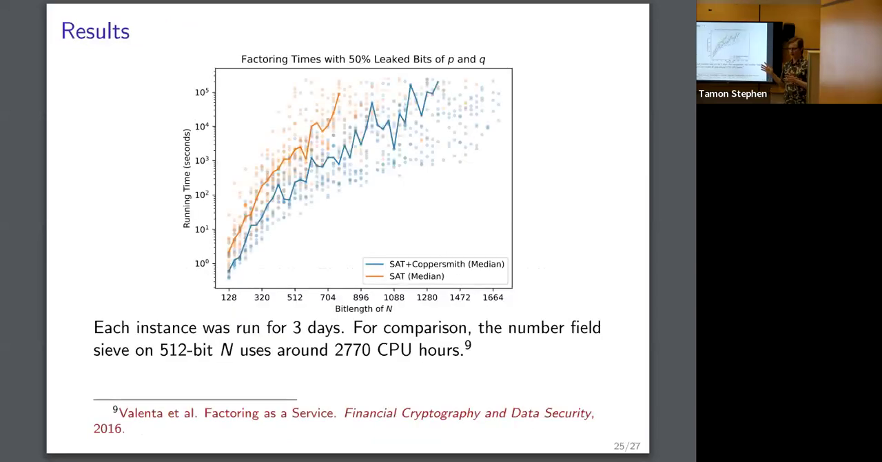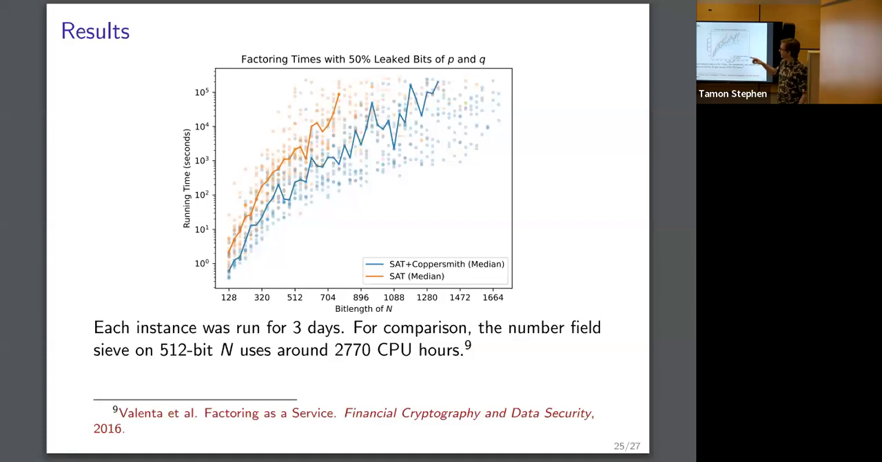Okay, so here are the results in a summarized plot. The blue dots are SAT plus Coppersmith. The orange dots are the pure SAT solver alone. And the solid line there is the median of the 15, right? So you can see the typical case. And this is on a log scale, right? So as the bit length of n increases, you move to the right, and the running time is exponentially increasing. This is with leaking 50% of the bits, okay?